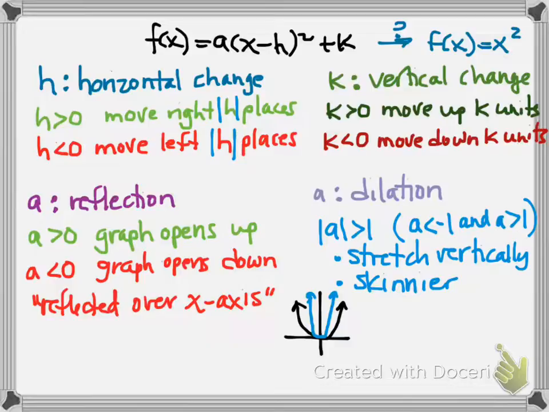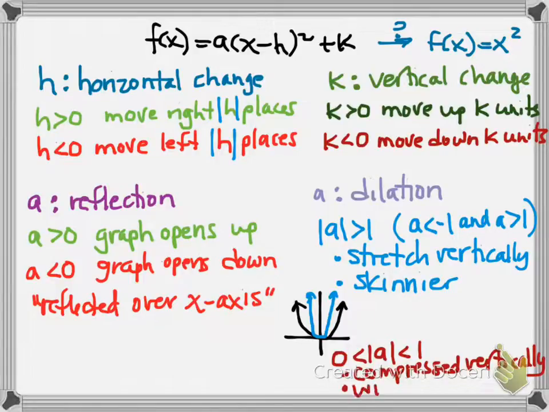Now, if your A value is between 0 and 1, so it's any fraction, we can use that absolute value sign again. So if we have a fraction between 0 and 1 or between 0 and -1, then our parabola is going to be called compressed vertically. So in other words, it's approaching the x-axis, it's widening out, and then I'm going to say it's wider, flatter, fatter, whatever you want to call it.